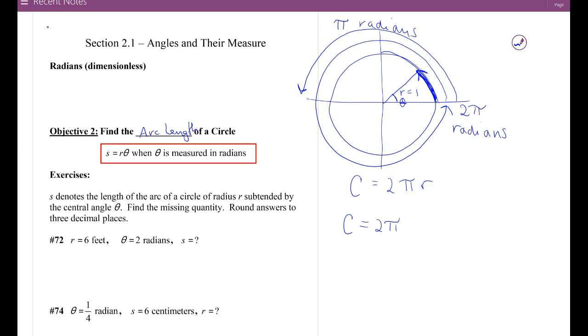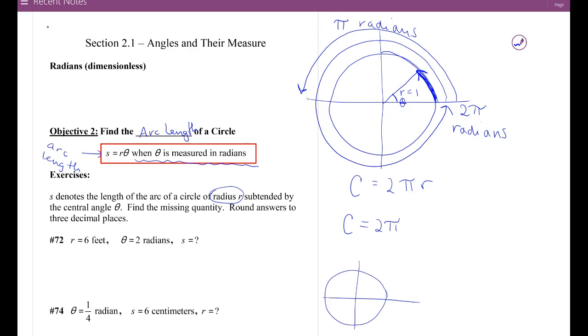of a circle. And we have a formula, but note this formula says when theta is measured in radians. So theta must be in radians for this formula to work. So S is the arc length. Don't ask me why it's S. I don't know. That doesn't make any sense to me, but that's what everybody uses. So S is arc length. R is the radius of the circle. And then subtended by the central angle theta.